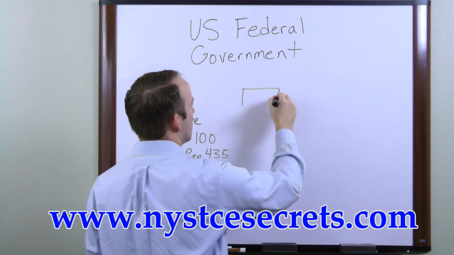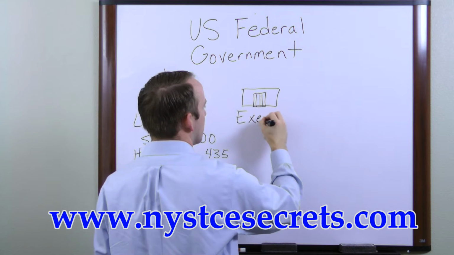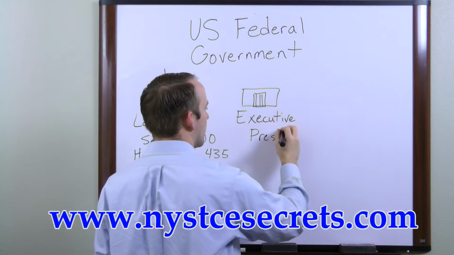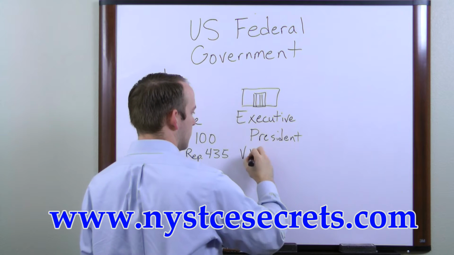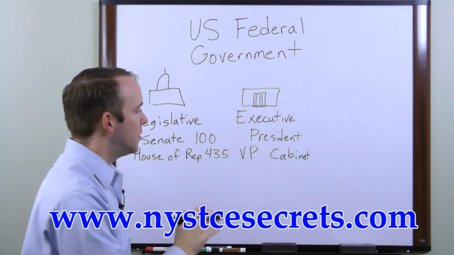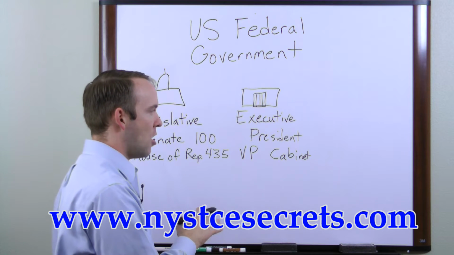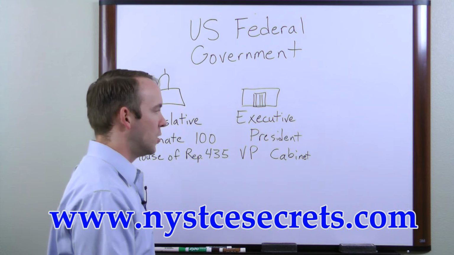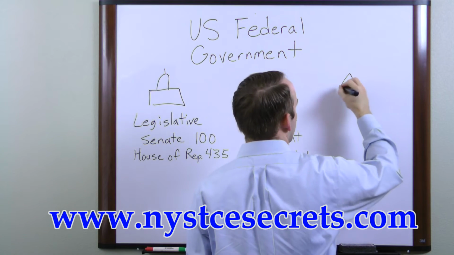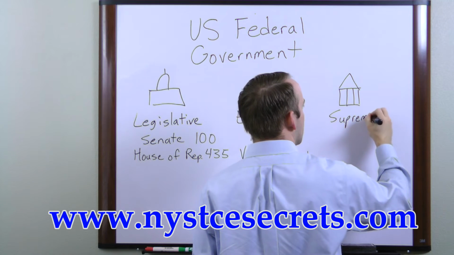The second branch is the White House, and it's the executive branch. The executive branch includes the president, and you have the vice president and the cabinet. There are 15 different cabinet positions ranging from the Secretary of State, which is the oldest, most prestigious of the cabinet offices, all the way to the Department of Homeland Security, which is a more recent creation. The third branch of the government is the Judiciary, which is housed in the Supreme Court, which is the top court of the land.